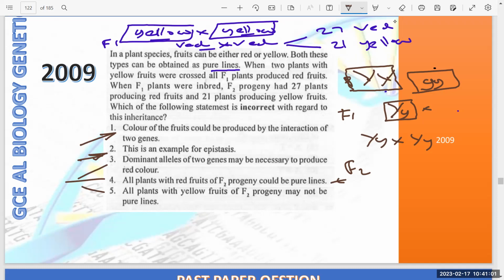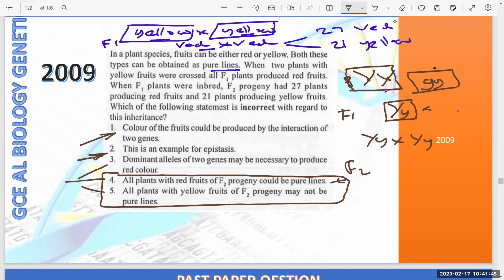All plants with yellow fruits of F2 progeny may not be the pure line. Now, if you take 4 and 5, there is a little bit of an issue coming. One says it should be pure line, the other one says it is not pure. Red is pure, yellow is not pure. So one is the opposite of the other. So the fourth and fifth ones are telling us something in the same choices: this is this, but the other one says no, it is not this.